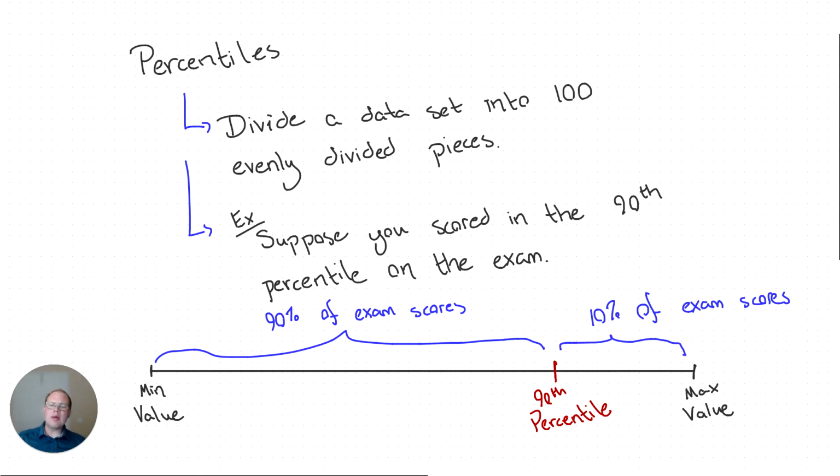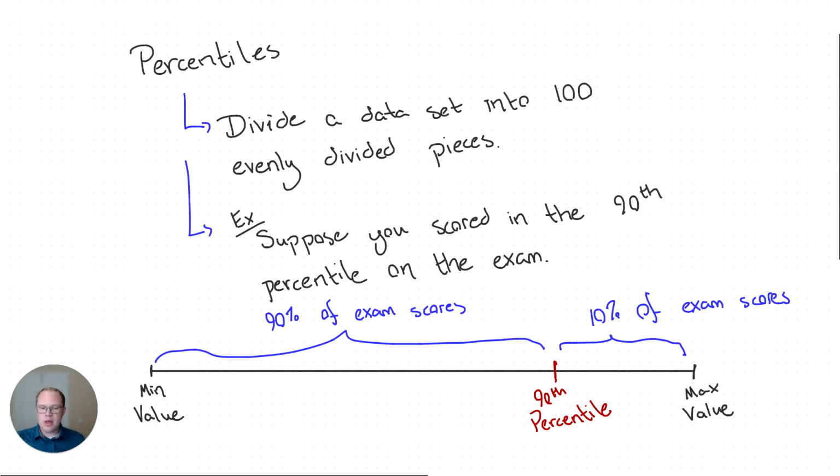Or maybe it was a really, really hard exam and everyone did very poorly. Maybe you got a 72 out of 100 on the exam. It could still be the 90th percentile if 90% of the people in the class scored worse than you on the exam and 10% of the people scored better. So that 90th percentile is telling you where you are relative to the other data values.